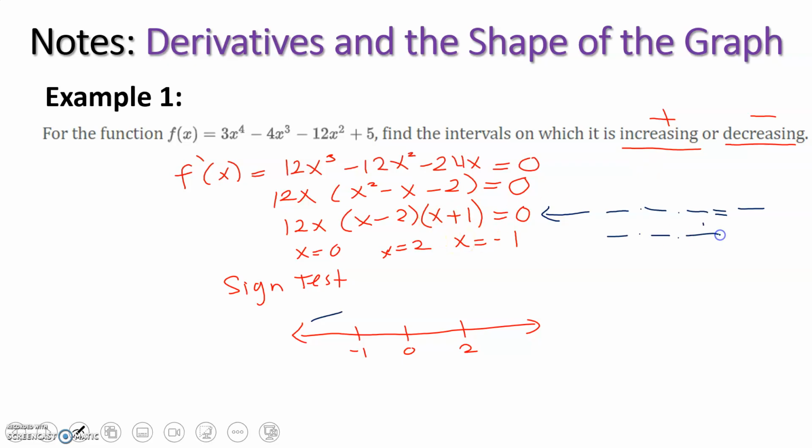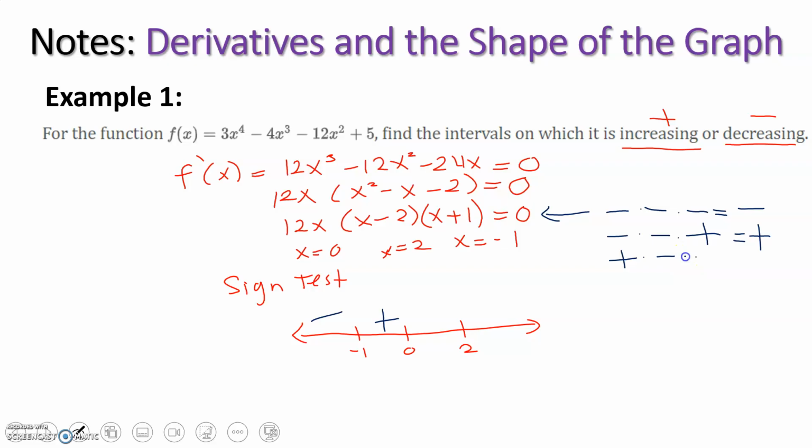If I plug in a number between 0 and 2, say 1, 12 times 1 is a positive. 1 minus 2 is a negative. And 1 plus 1 is a positive. A positive times a negative times a positive is a negative.